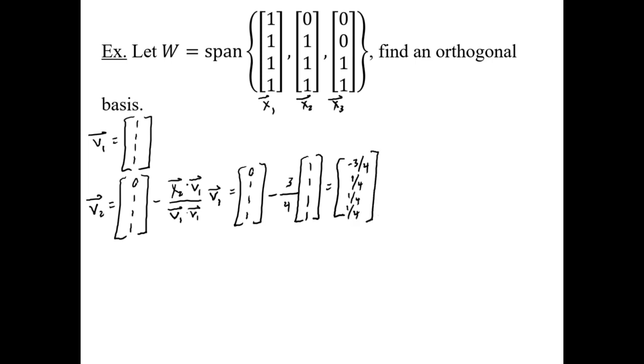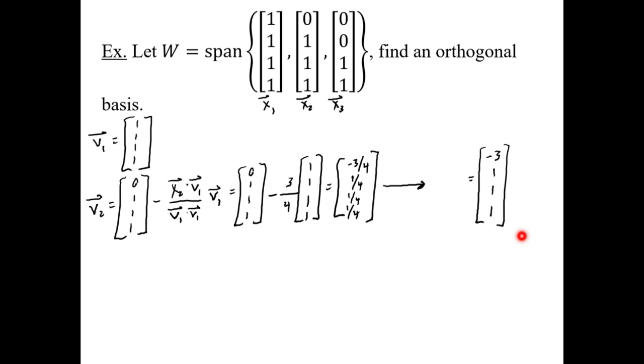Now, let's keep in mind something important here. This is v2, and that's great. But remember, what was v2? It was a vector that was orthogonal to v1. Well, wouldn't that be true if instead of using v2, we were to use a multiple of v2? I mention that because the fractions are not very fun. So rather than using v2, I'm going to take v2 and multiply it by 4. So you get negative 3, 1, 1, 1.